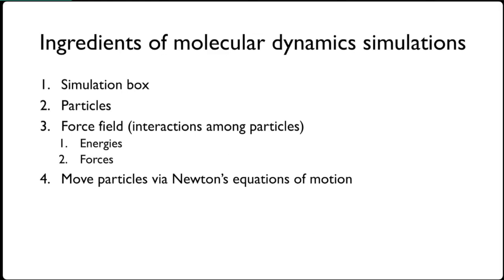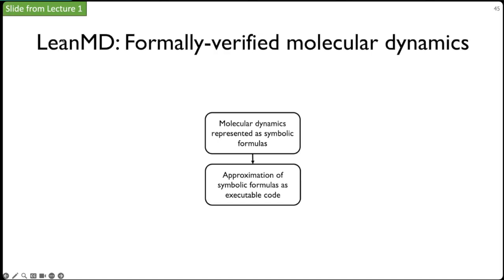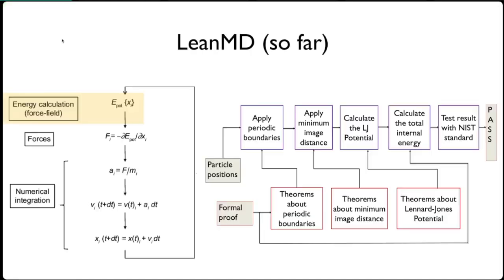So here's another way to represent the ingredients of this. You need to define a simulation box. You need to populate it with particles. You need to calculate the energies among the interactions and get their forces, and then move them by Newton's equations of motion. And we are working on this. But essentially, for now, we are focusing on this energy calculation. This is the very first step. So we're just getting into this overall process, but we are developing code. We are validating it. We are making sure it works.